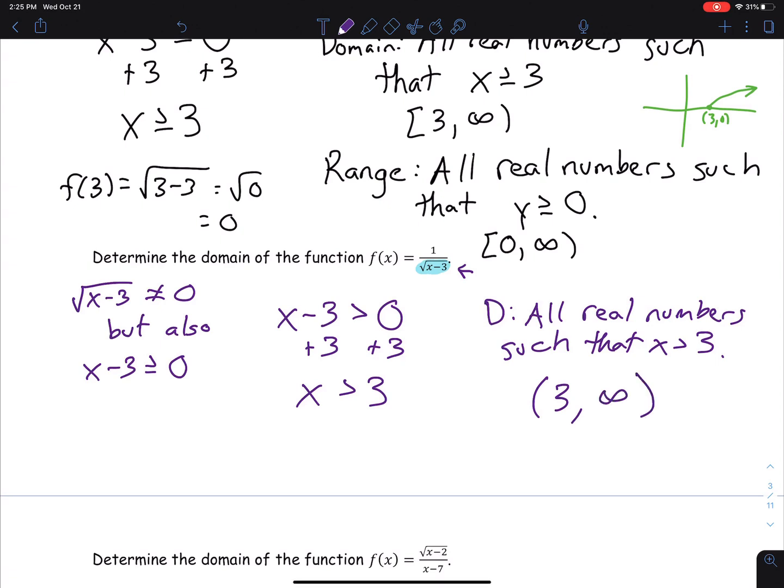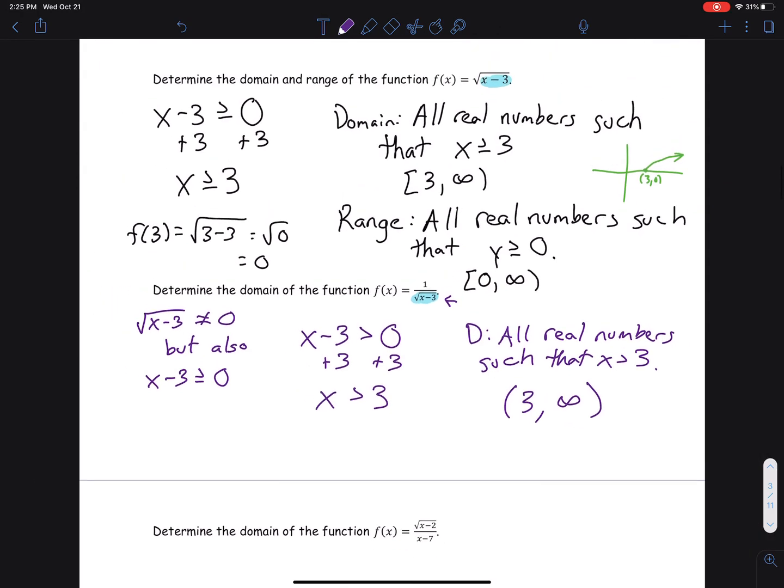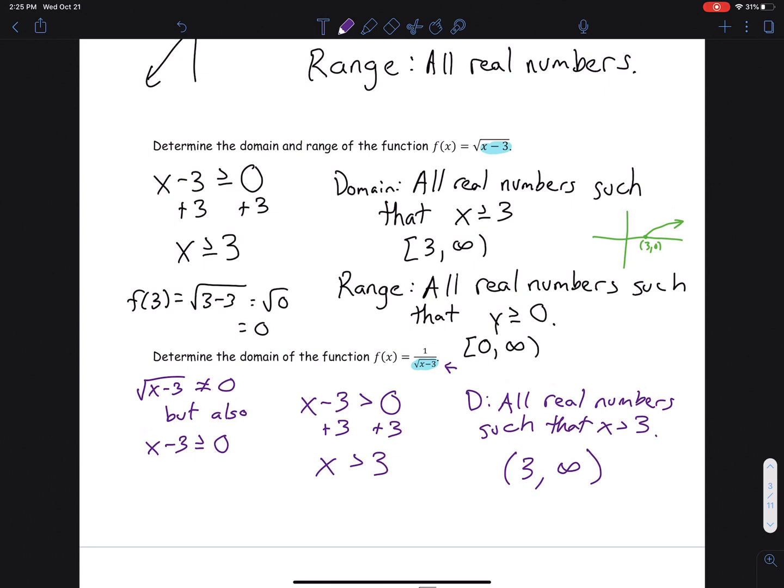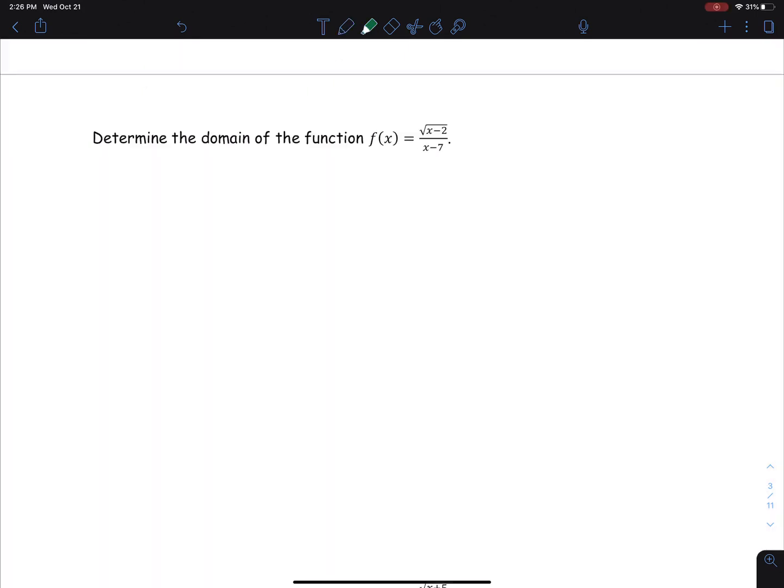That works also. And once again, I just want to point out, why does it not include 3 when we included 3 on the one above? This one's a little different because our square root is in the denominator this time, and we can't have our function be undefined, so we can't have a 0 in the denominator. Let's go to the next page.